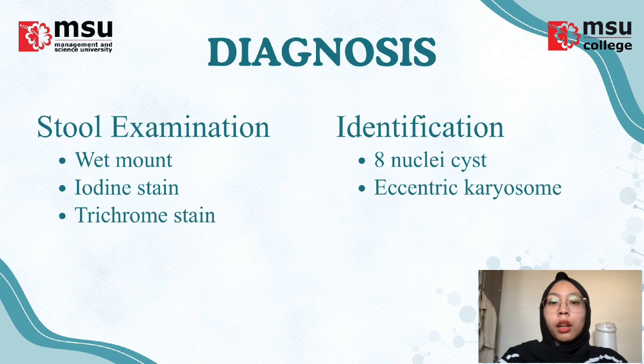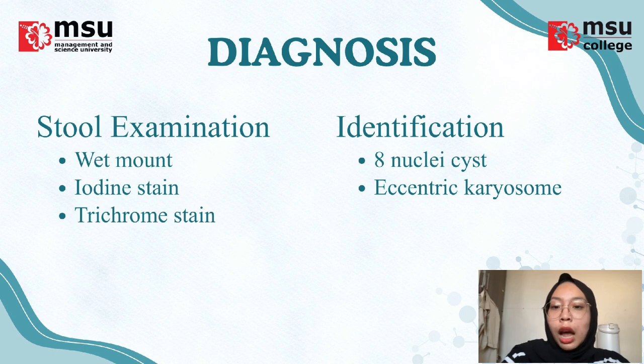Now, let's talk about our role in the laboratory. Firstly, diagnosis. We identify Entamoeba coli through a routine stool examination. Under the microscope, we utilize three main preparation techniques: standard wet mounts, iodine stain, and trichrome stain.